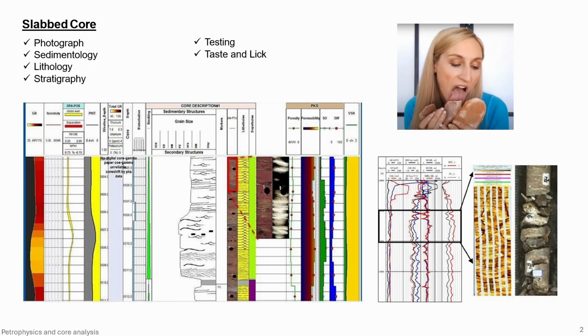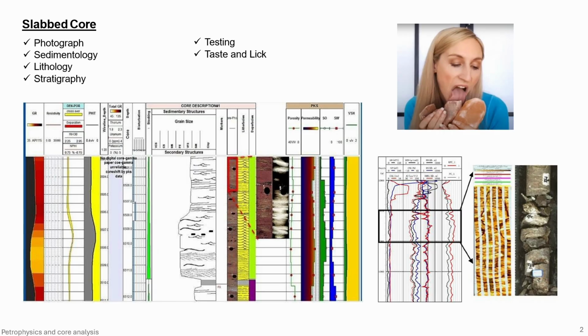This slide focuses on slabbed core, photographs, sedimentology, lithology, and stratigraphy. When a whole core is cut longitudinally and described visually, geologists can identify bedding, lamination, grain size variation, sedimentary structures, fractures, stylolites, cemented intervals, and other features.